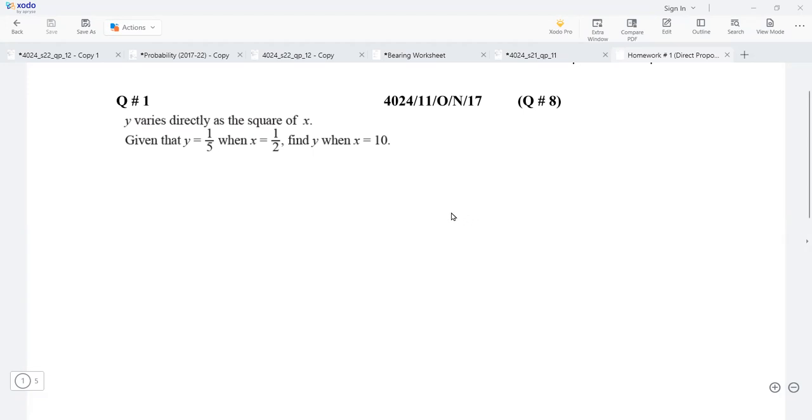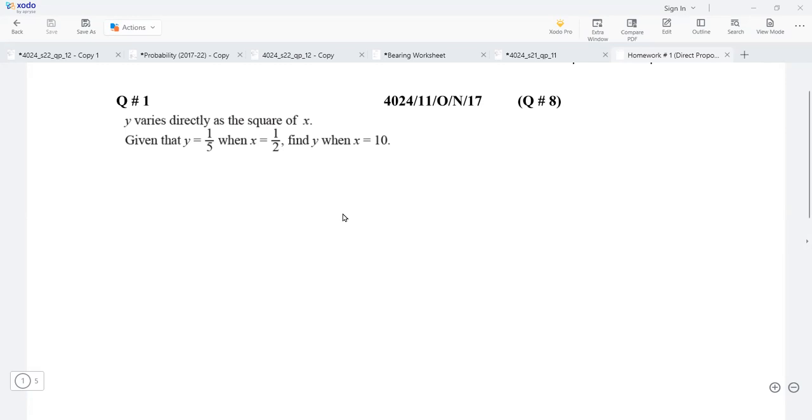So the very first question you can see: when it is written that y varies directly as the square of x, sometimes it can be written as y is directly proportional to the square of x. Both have the same meaning. These usually come in paper one and normally carry 2 to 3 marks. So you must have the concepts. So how to solve these?